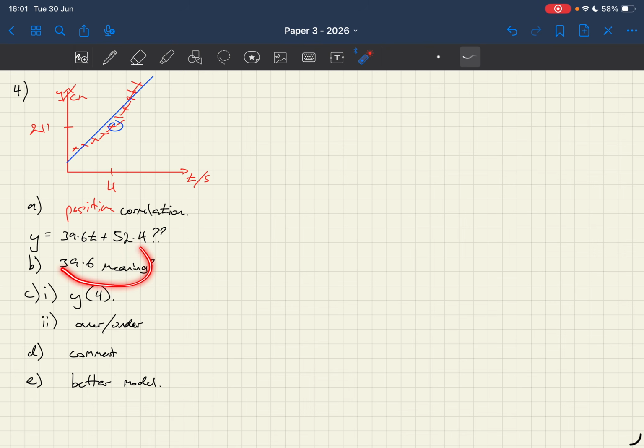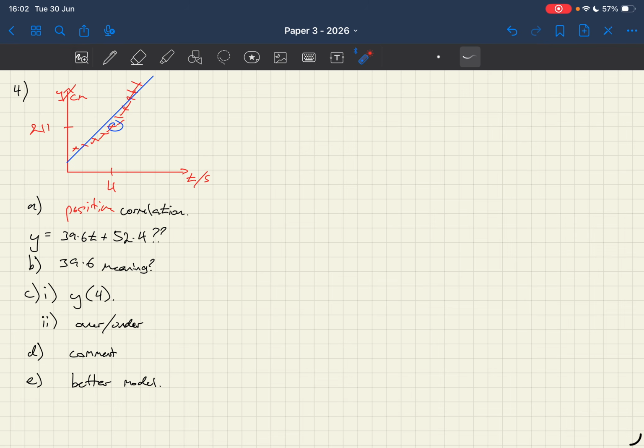We want to say what the 39.6 means in that. It's going to mean every second that passes, we're going 39.6 centimeters. You can always look at the units: that's the gradient of a straight line, so it's centimeters per second. It's our speed, or rate of growth or something like that. It's the change in the length or distance per second. For each increase of 1 second, y increases by 39.6 centimeters.